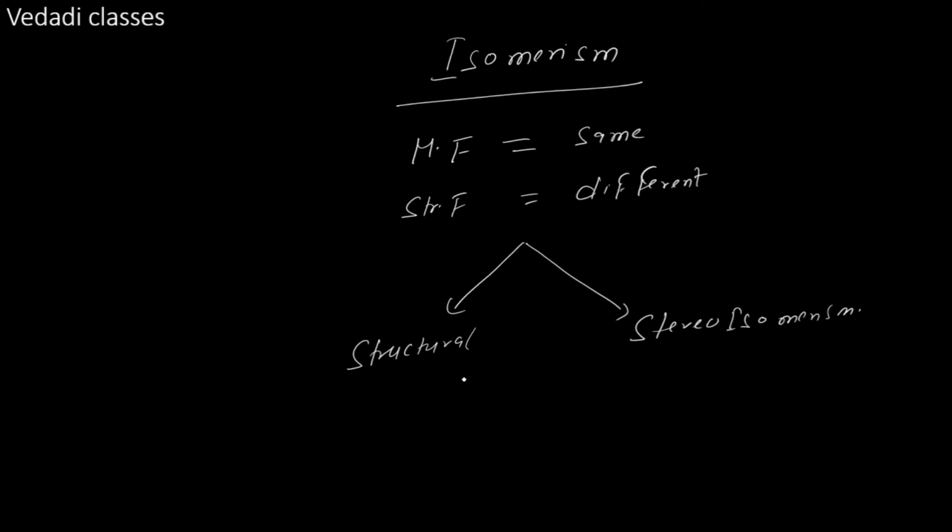Okay, structural isomerism is basically what? Molecular formula is the same and structural formula is different. So this is known as structural isomerism. How many types of structural isomerism are there? We have 6 types basically.